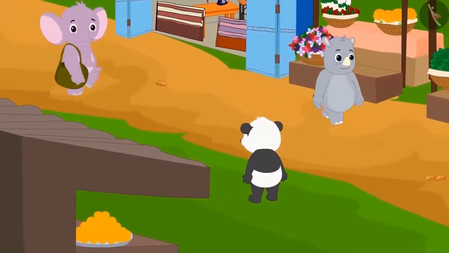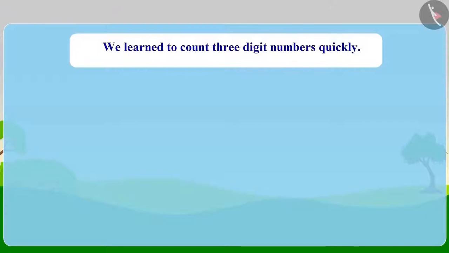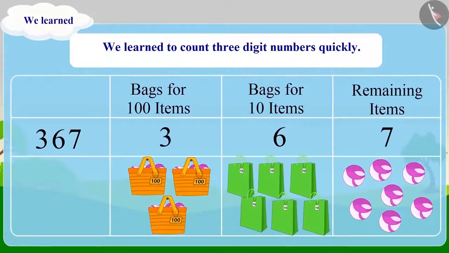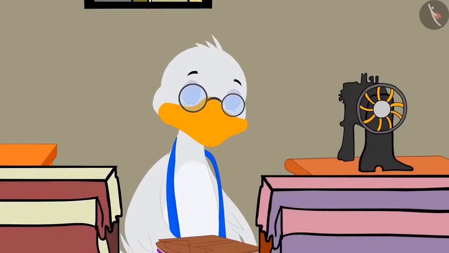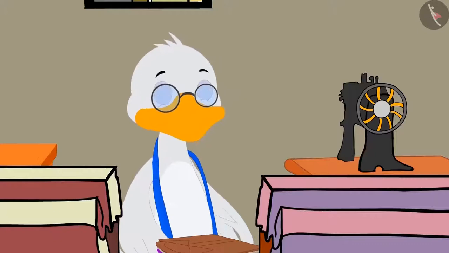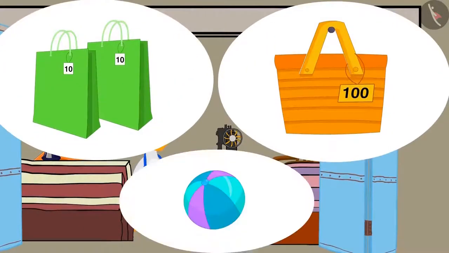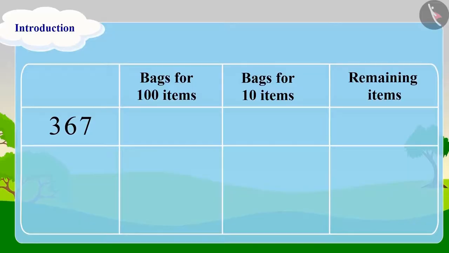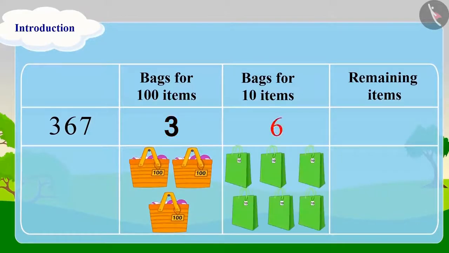Children, do you remember Appu's visit to the market? We learned to count three-digit numbers quickly by grouping in the last lesson. Children, we learned to write three-digit numbers in groups of 100, 10 and 1 with the help of Badak Uncle's bags. In the same way, we can write any three-digit number in the group of 100, 10 and 1.